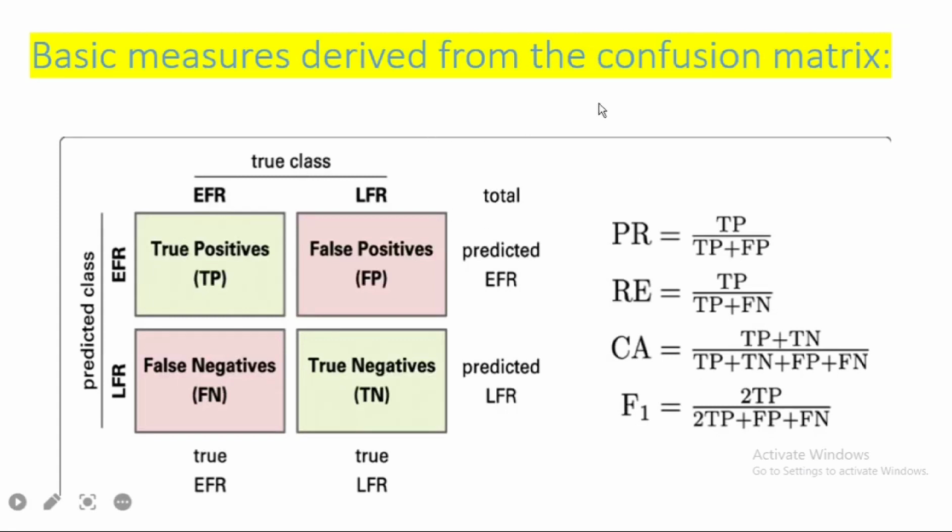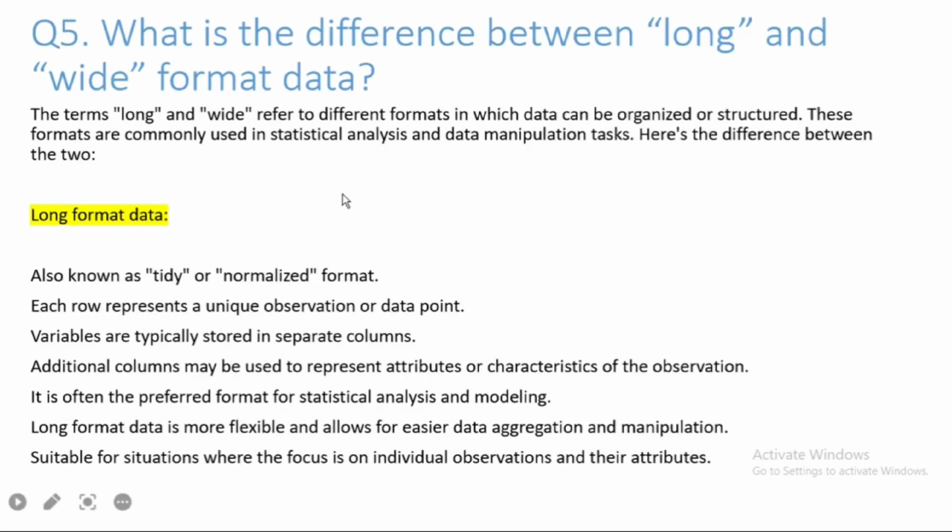These are the basic measures derived from the confusion matrix. Precision: true positive by true positive plus false positive. Recall: true positive by true positive plus false negative. F1 is 2 into true positive by true positive plus false positive plus false negative. These are some basic measures.